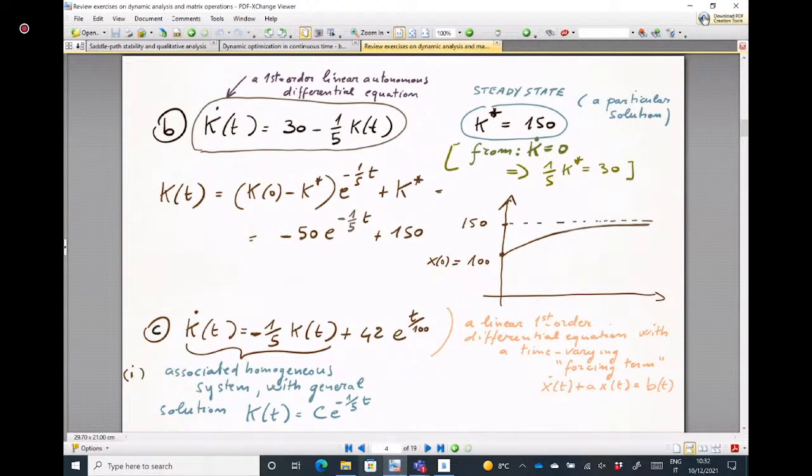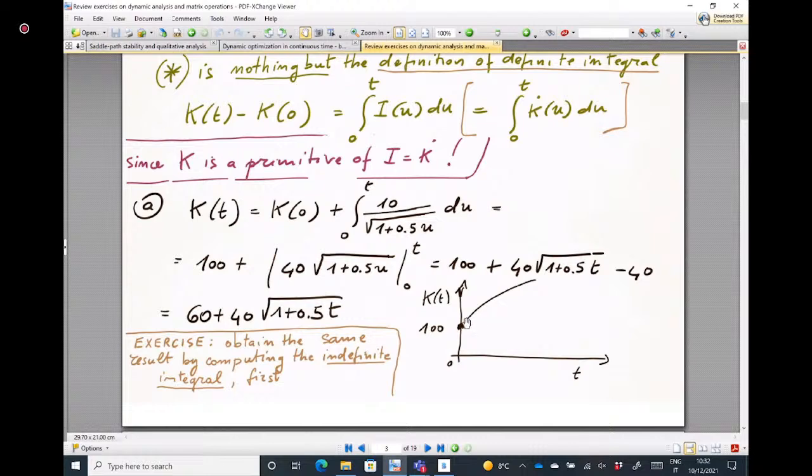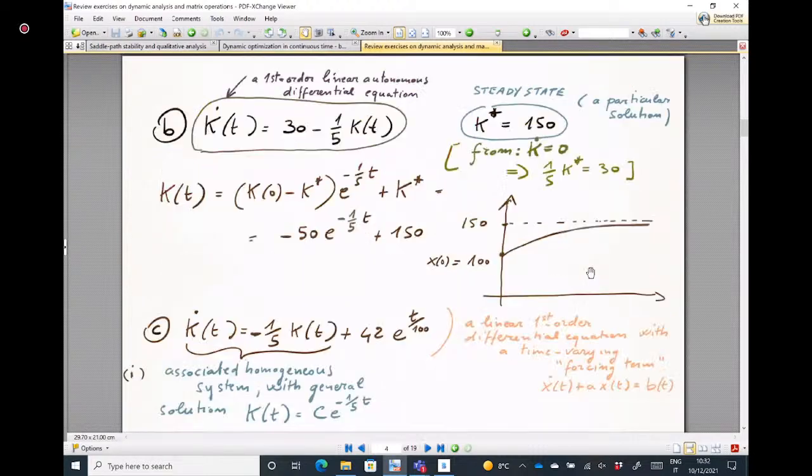So in this case, we have this solution. Now k0 is equal to 100, k star is 150, so it becomes minus 50. So it is 150 minus 50 exponential minus 1 over 5t. So now it starts from 100. It increases towards an upper limit, which is 150. Different from the previous case, in which it increases unboundedly, here it increases towards a steady state level.